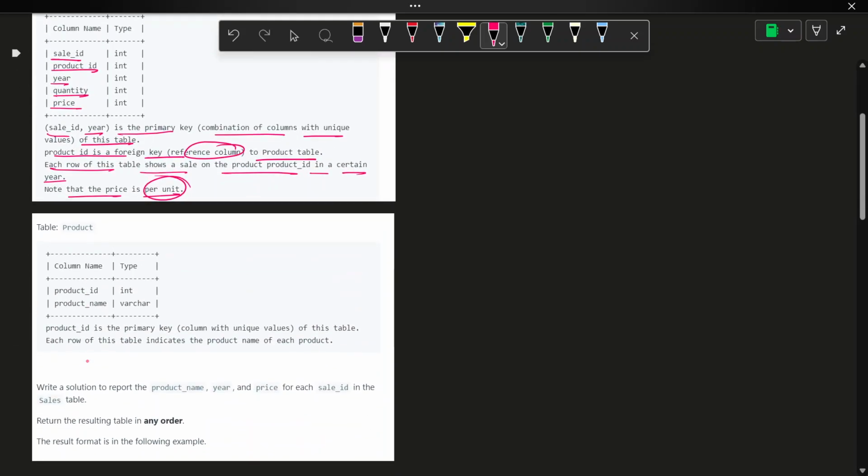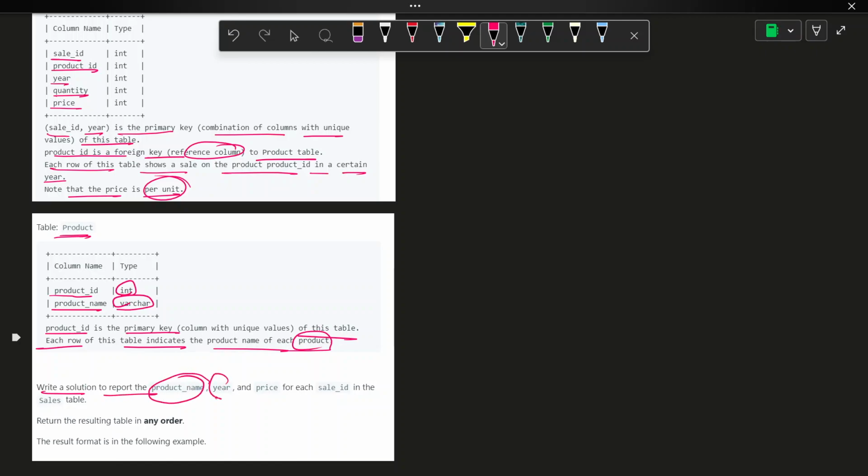Okay. And there is another table, Product. The columns are product ID and product name. Product ID is integer type and product name is varchar type. Right. So product ID is the primary key of this table. Each row of this table indicates the product name of each product. Write a solution to report the product name, year, and price of each sale ID in the Sales table. Return the resulting table in any order.